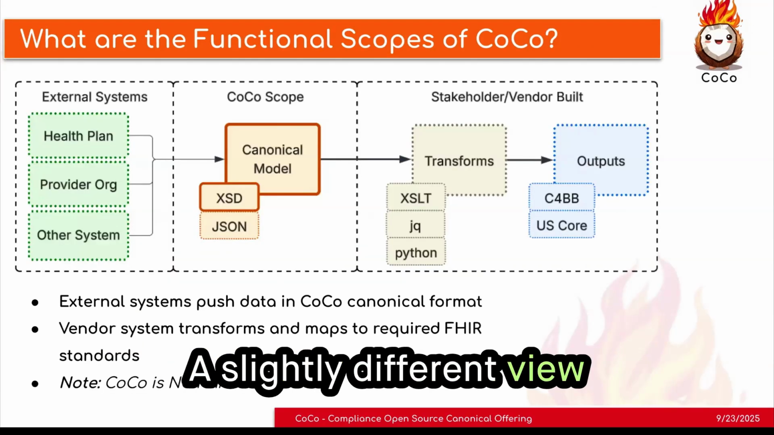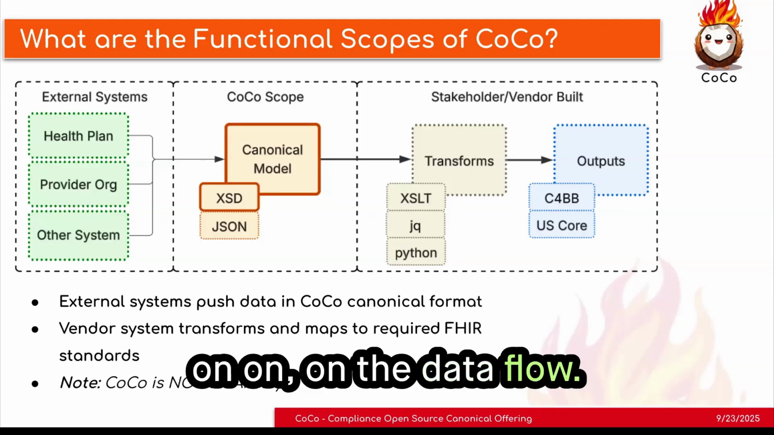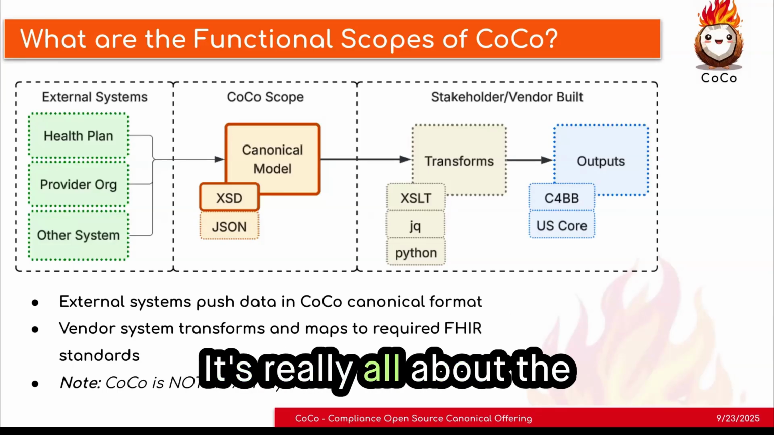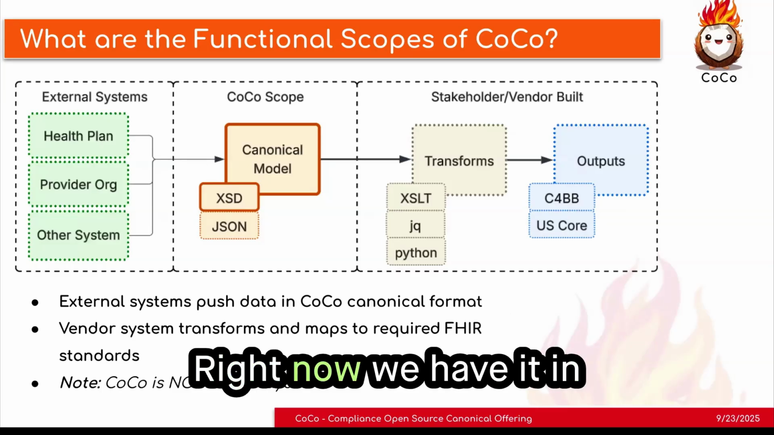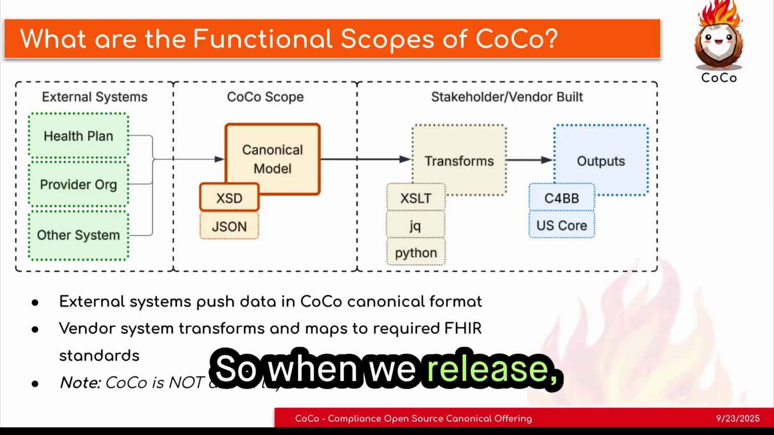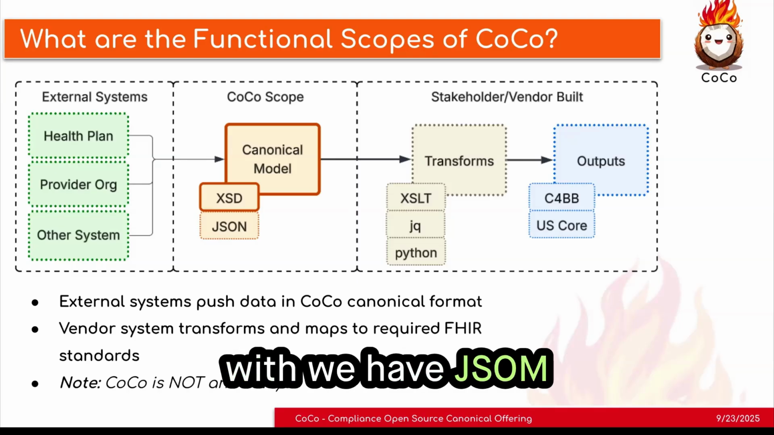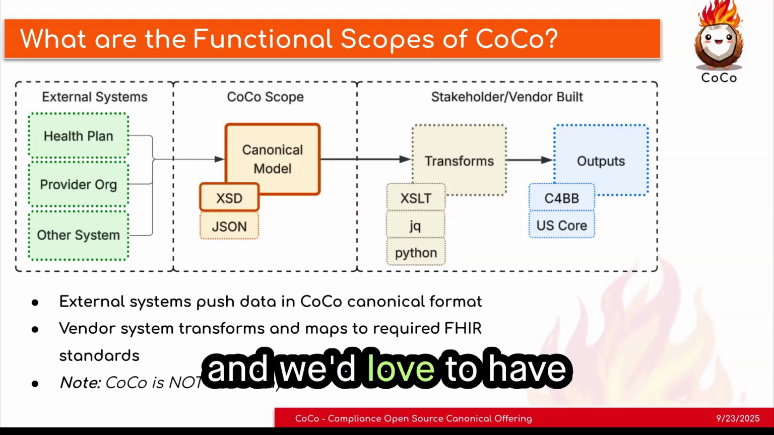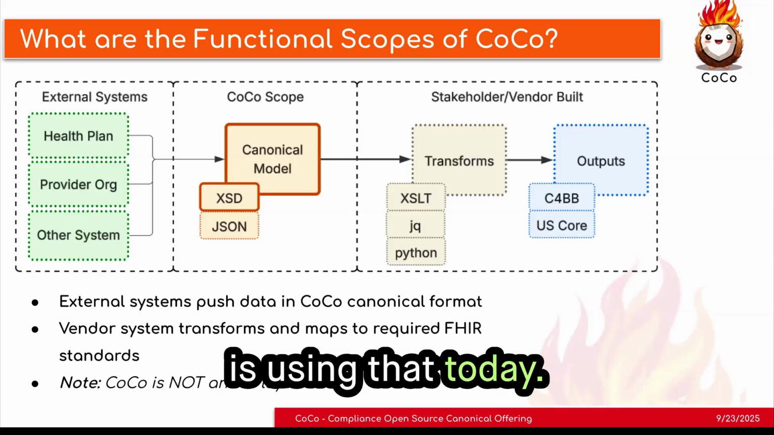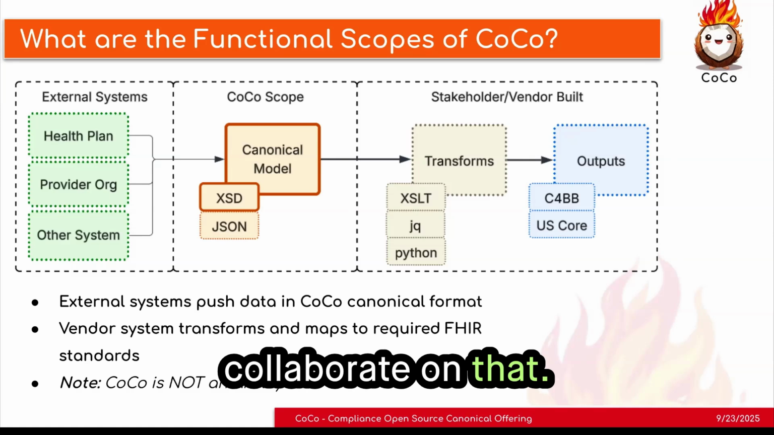A slightly different view on the data flow. This is really more looking at the functional scope. So you'll see CoCo in the middle. It's really all about the schema and the model. Right now, we have it in XML schema, so XSD. So when we release, that'll be what we release with. We have JSON schema on the roadmap. And we'd love to have somebody contribute that, somebody who has experience in JSON schema and is using that today. Maybe we could collaborate on that.